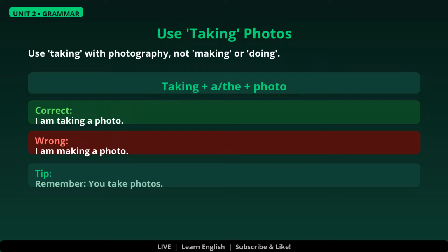Remember, think, the photographer adjusted the aperture to blur the background. Time for some grammar. Use taking with photography, not making or doing. For example, I am taking a photo. A helpful tip, remember, you take photos.